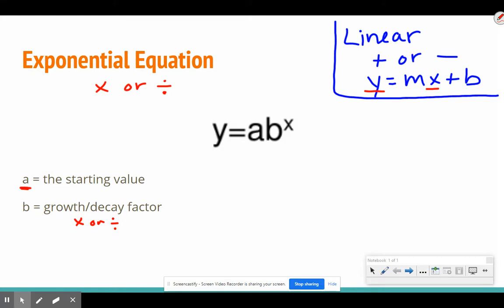And some people like to think of A being like the y-intercept in a way, because technically that would be like our starting value. But I'll be going through some examples where that might not necessarily be our starting value. So pause the video and take down these notes if you haven't already.